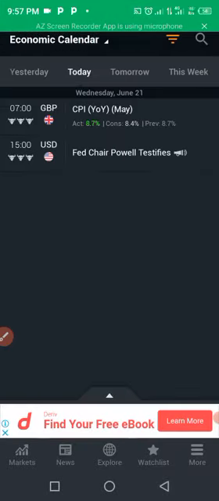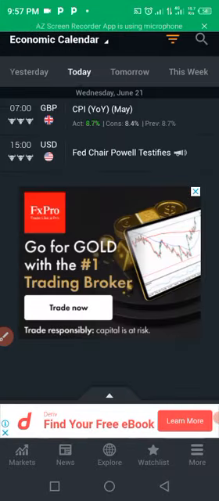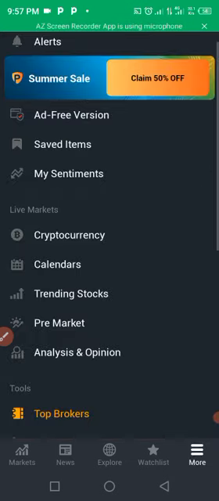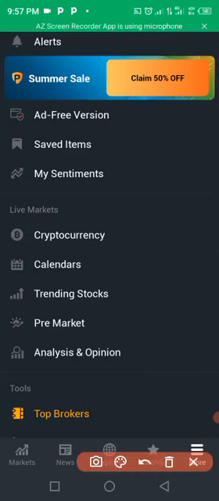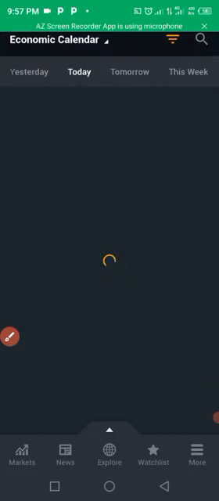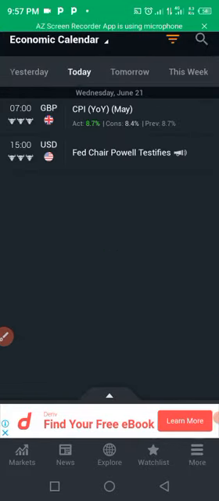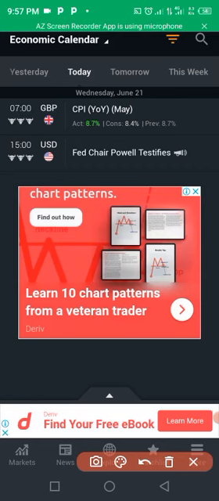So the next thing we do now is to learn how to use it to check news. The first thing you do is, once you open it, you come to this. You go to more. After you click on more, you go to calendars. When you go to calendars, you see now these three bullets mean high impact news. So whenever you see these three, you know it's high impact news.